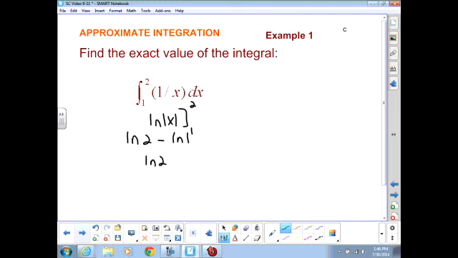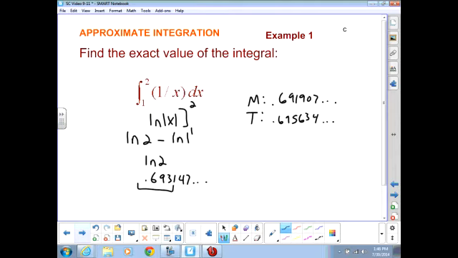Well, if we plug that in our calculator, we get about 0.693147 or so. Our midpoint rule, remember we got 0.691907 and some other stuff. Our trapezoidal rule, we got 0.695634 or so. So the midpoint's just about 0.692, and we have 0.6956 or so for the trapezoid. Well, our actual answer should be 0.693. So notice in this case, the midpoint rule was a little bit closer than the trapezoidal rule.